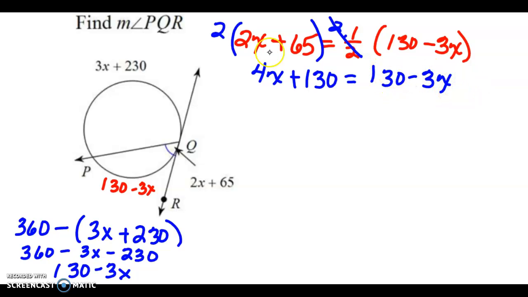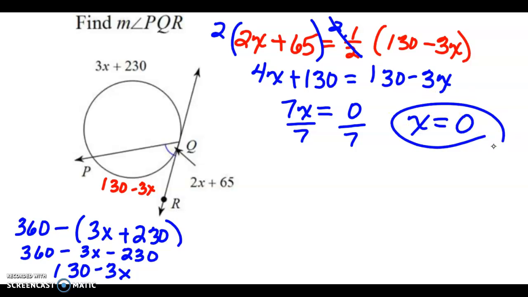So this is a unique problem. If I add 3x to both sides, I get 7x. And if I subtract 130, I get 0. And so here's the answer, x equals 0, which always throws people off. They're like, no solution. Nope, 0 is a number, so it totally works.